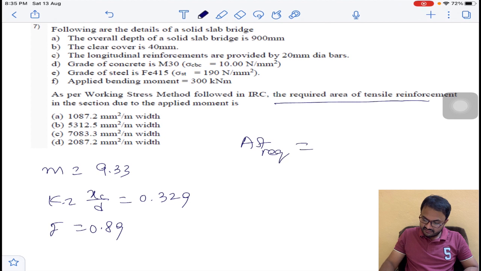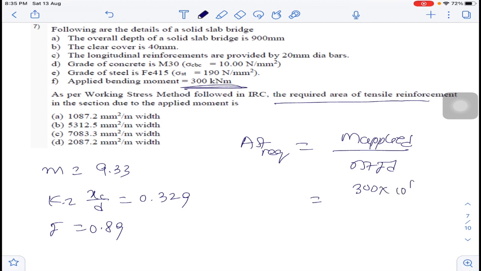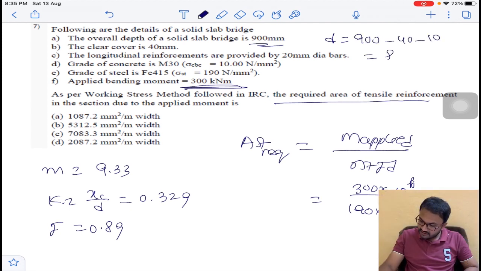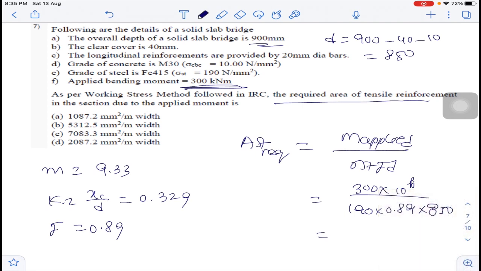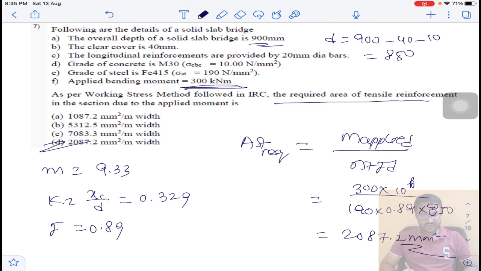Now AST required for tensile reinforcement will be M applied divided by sigma ST into JD. That is how much bending moment is applied. It is 300 kilonewton meter, 300 into 10 power 6. Sigma ST is 190. J is equal to 0.89. D, the overall depth is 900, clear cover is 40 minus 10. It will be 850. It is not 940. So you will get 2087.2 mm square per meter width. So this is answer D for question number 7.